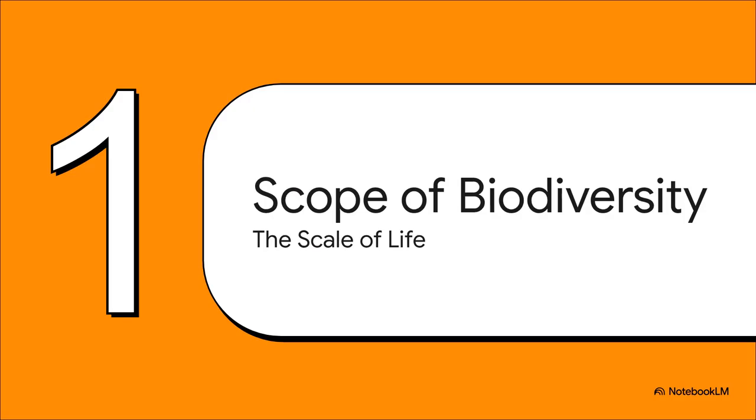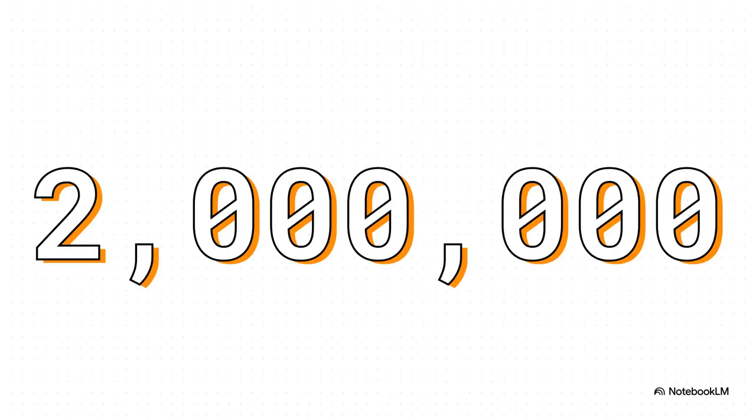Section 1. The scope of biodiversity, the scale of life. Before we even try to organize life, we've got to pause and just appreciate how much of it is actually out there. The scale of this problem is staggering. Biologists have formally cataloged over 1.5 million types of animals and over 500,000 types of plants, 2 million known species. It is the ultimate biological filing headache for any scientist, just trying to keep track of who's who and what's related to what.